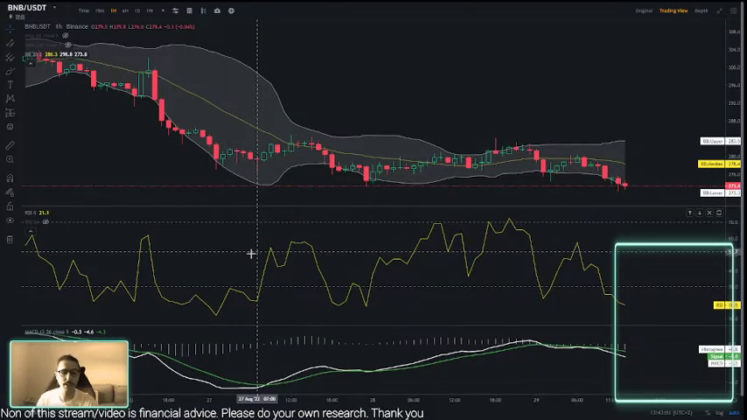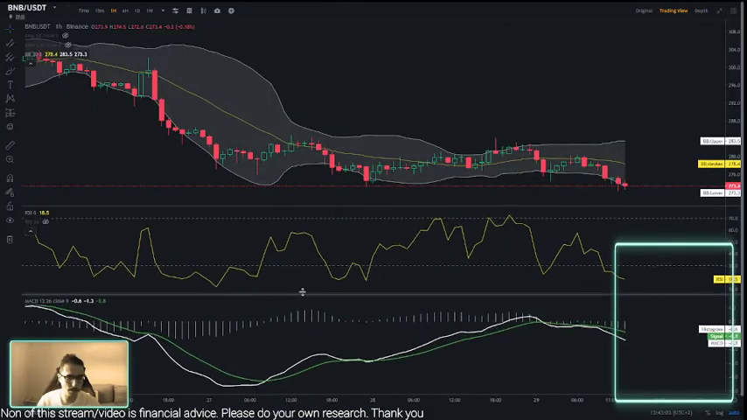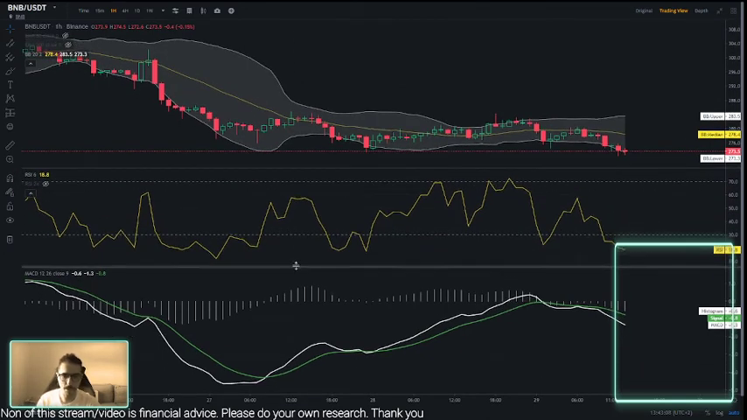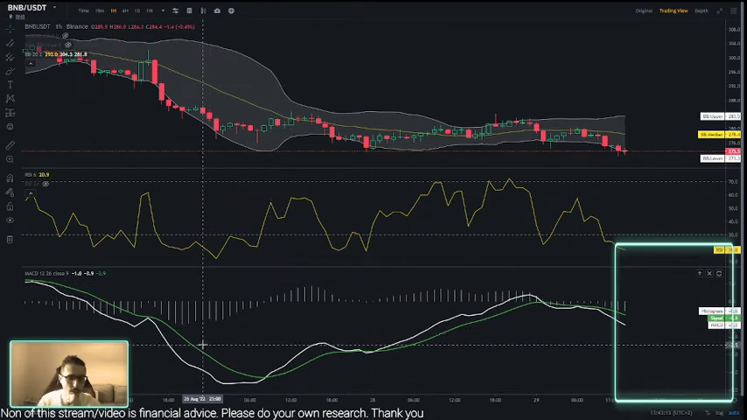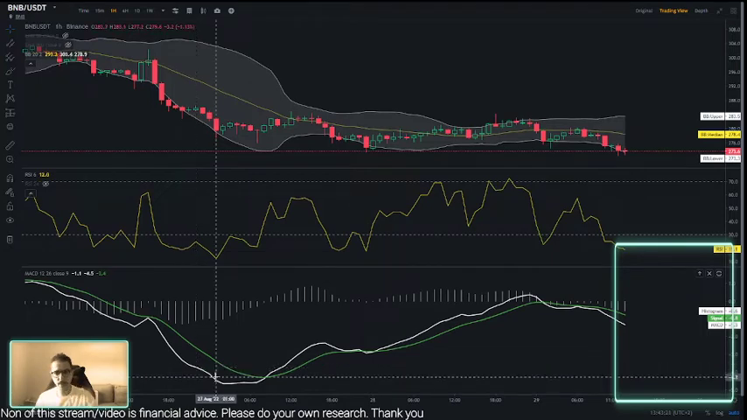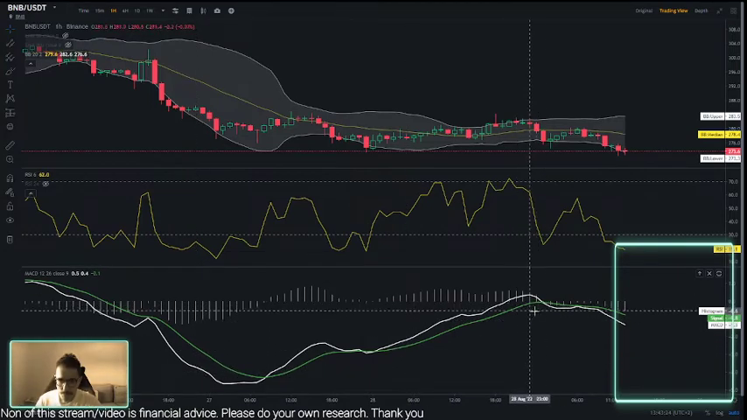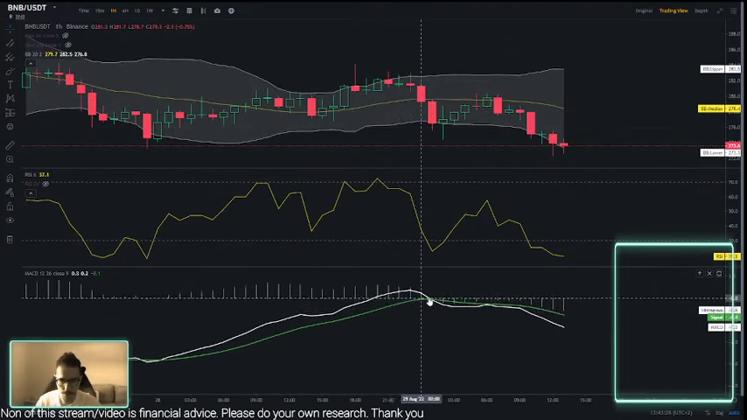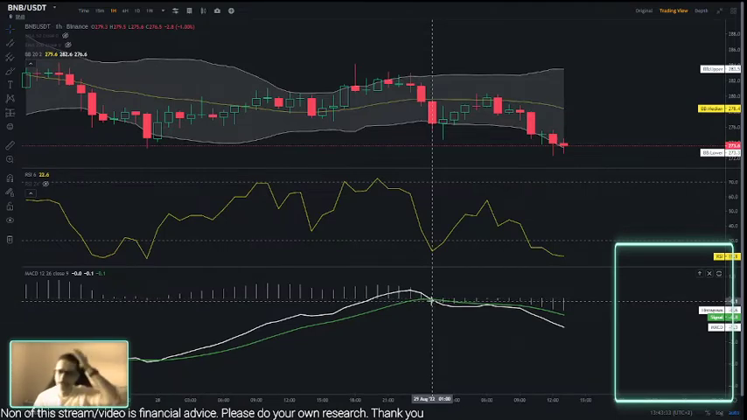Let's watch the MACD. MACD is another calculated indicator that should help us determine the trend where the coin is heading. In green you see the MACD line, and in white is the trend line. So here we see that the MACD line crossed the white line. I don't recall how we call it.